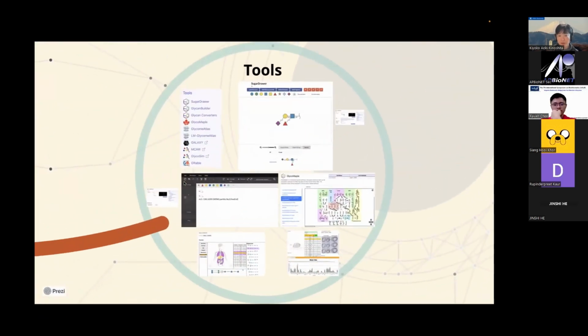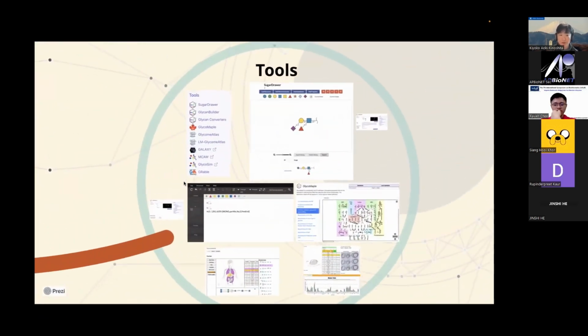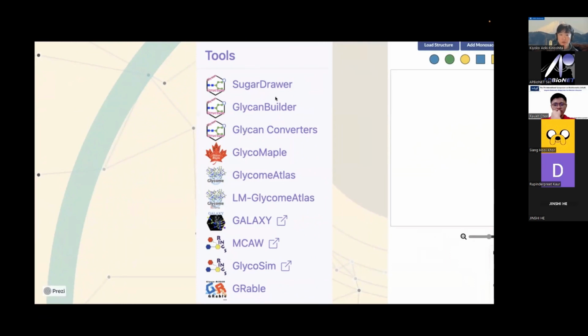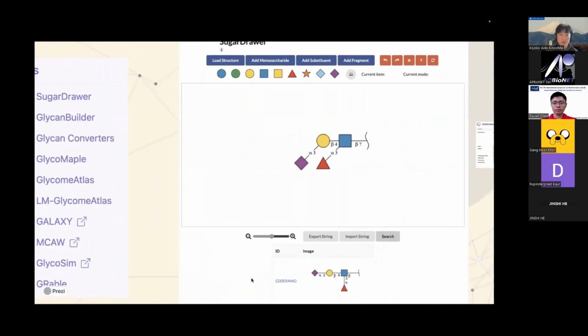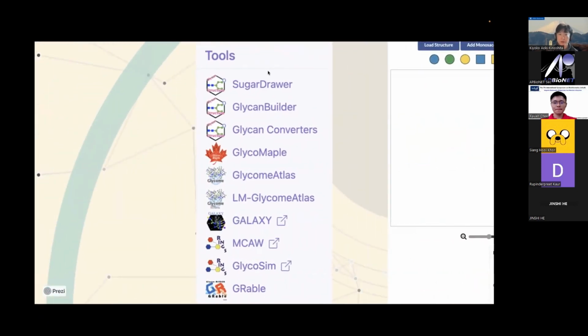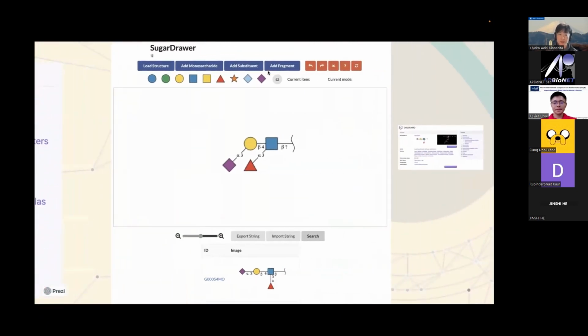These are the tools that we have in GlyCosmos. We have a number of tools for drawing and for analyzing glycan pathways, looking at the glycomes of different species, and other tools. This is the SugarDrawer tool, this top one. This is the simplest interface for drawing a glycan.